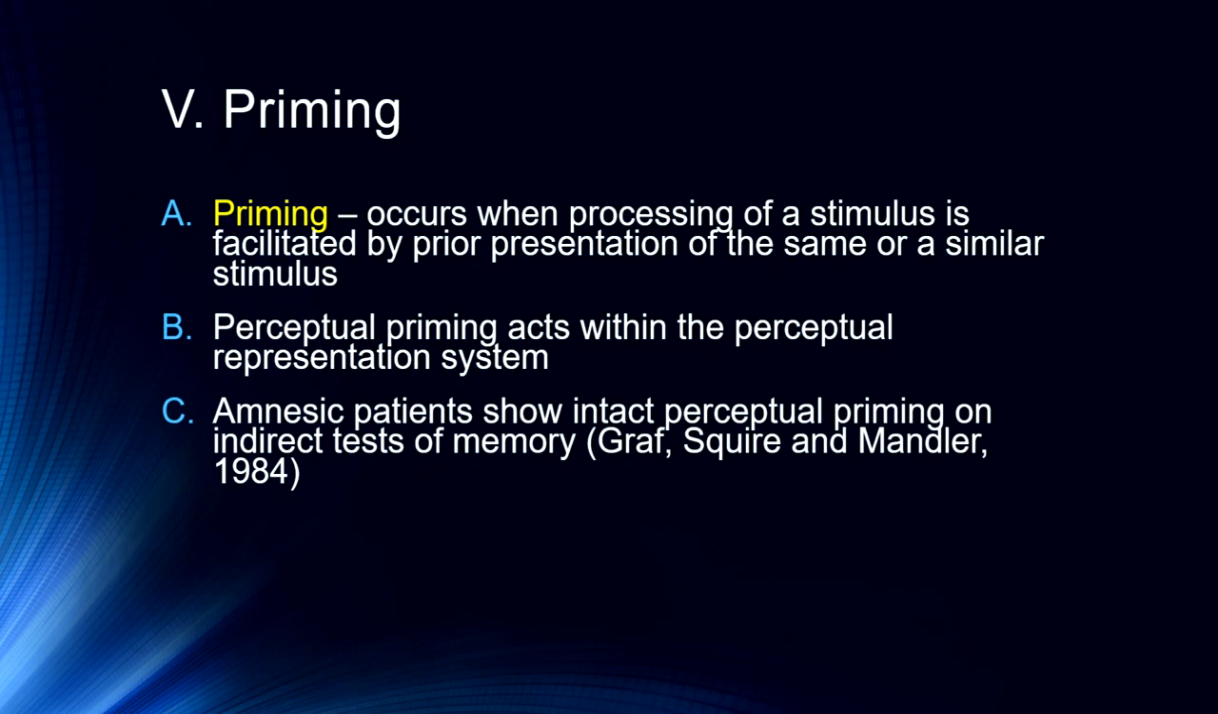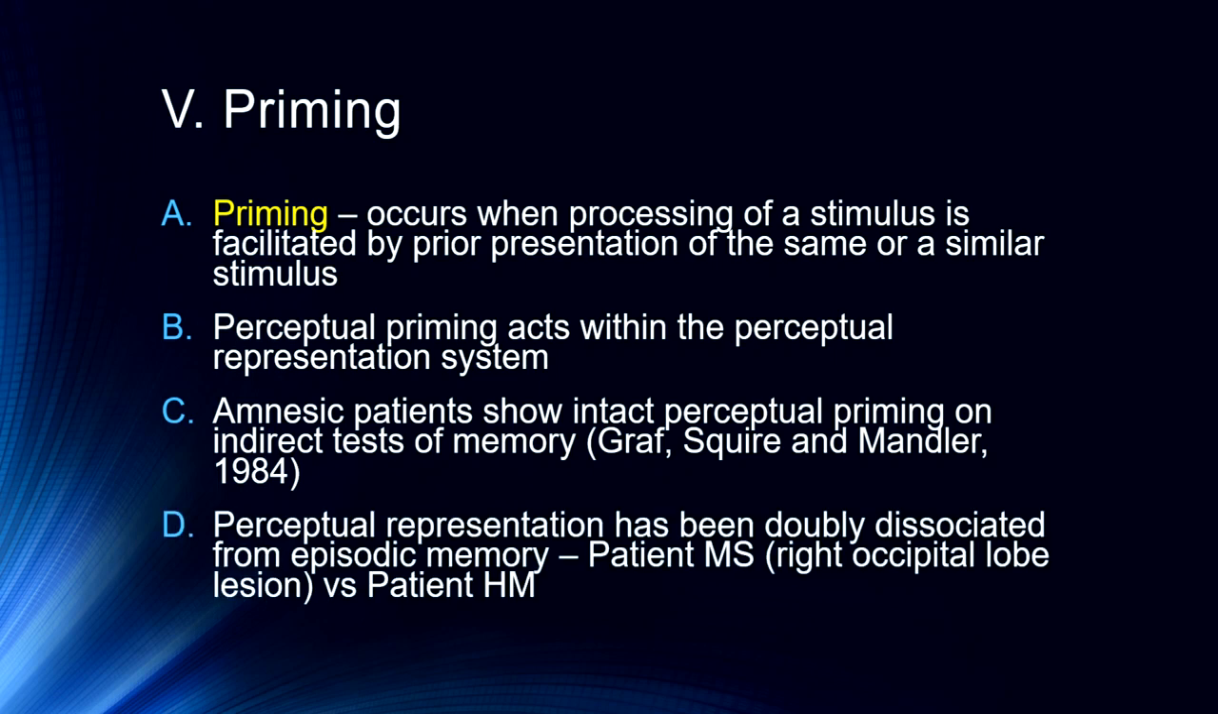We see that amnesic patients show intact perceptual priming on indirect tests of memory. We talked about that when I talked about amnesia. There was a study by Graf, Squire, and Mandler, sort of the groundbreaking study in that area. We also see that perceptual representation has been doubly dissociated from episodic memory, so there are different systems involved here. Patient MS had a right occipital lobe lesion and did not demonstrate perceptual priming, but patient HM, who of course had no episodic memory, did demonstrate perceptual learning.